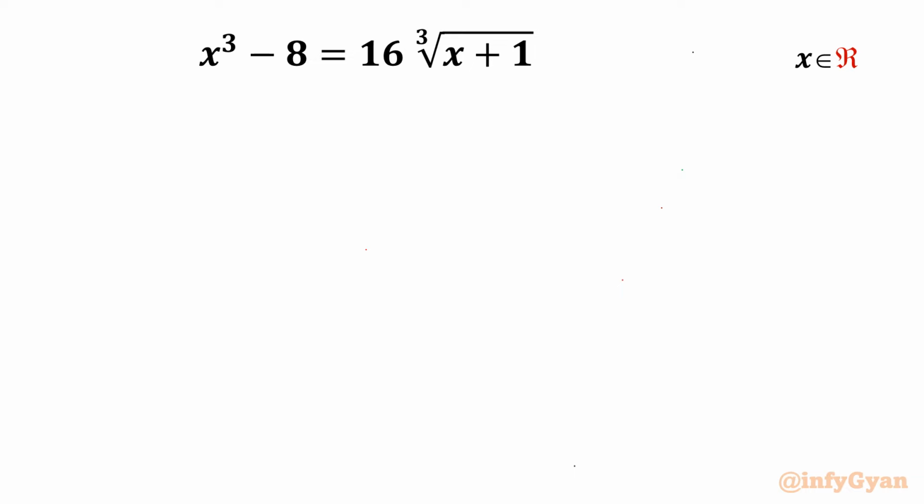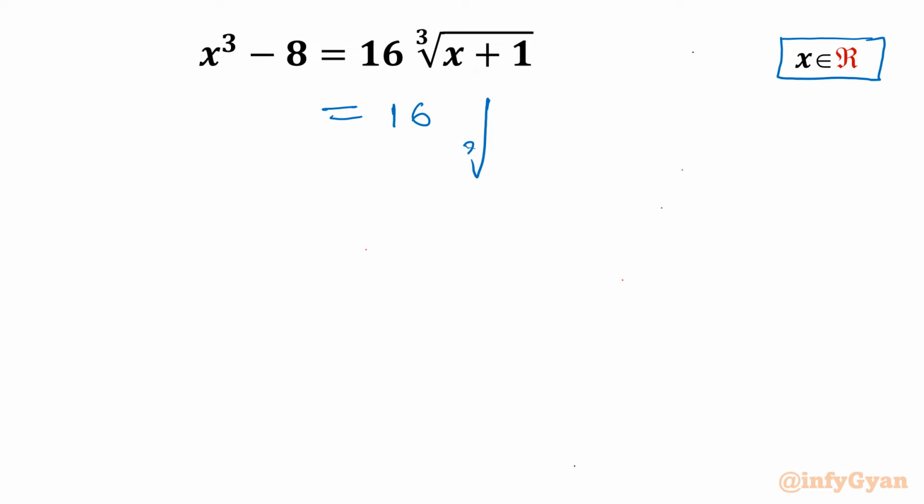In this video, we are going to take up one very interesting and challenging Math Olympiad question on radical equations. The given equation is x cube minus 8 equal to 16 times cube root of x plus 1. We have to find the real solutions. So let's get started by considering one algebraic manipulation.